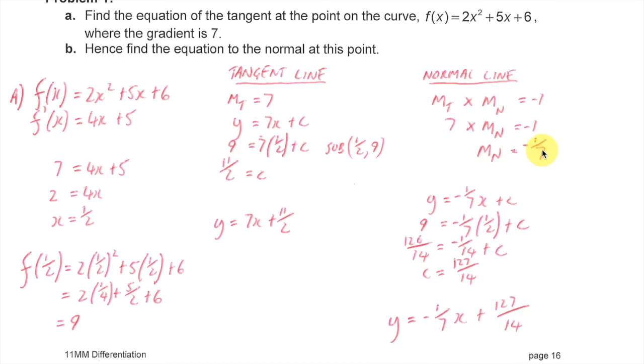Again, the normal line is a straight line, so it's going to be in the format y equals mx plus c. And I've worked out that the gradient for the normal line will be equal to -1/7, so I've thrown that in here. Again, I need to substitute a point that is known on that normal line, and that is going to be, again, that position 1/2, 9, so I sub that in. And I establish that c is equal to 127/14. And now I've got the equation of the normal line.